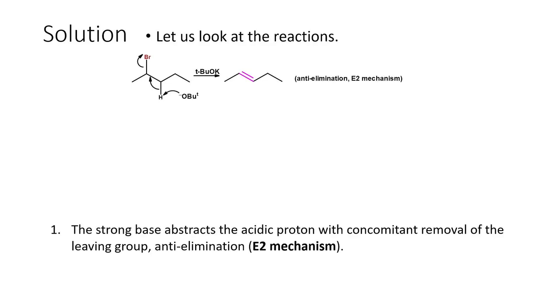The first one is a strong base, potassium tertiary butoxide, which abstracts the most acidic proton present here, with the concomitant loss of the bromide group. This reaction is basically called anti-elimination, and this is the characteristic of the E2 mechanism. So, this reaction does not follow the E1CB mechanism because this is mainly the E2 mechanism that is being followed, because the base abstracts the proton and the leaving group leaves, all in a single step. This is like a concerted mechanism. So this reaction does not follow the E1CB mechanism.